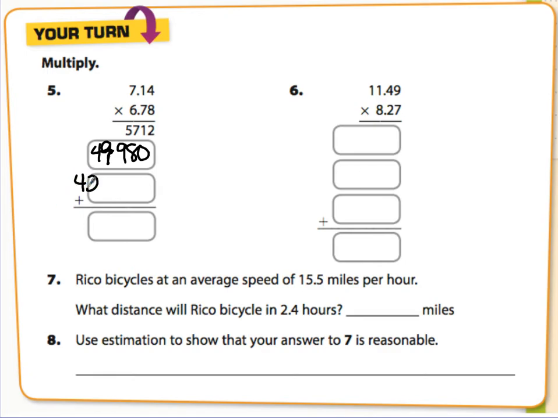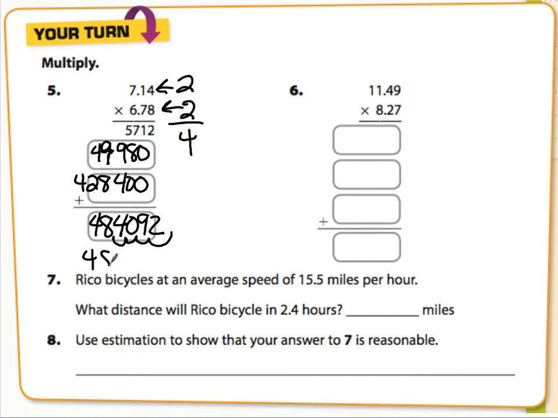428,400. And then when you added, you should have gotten 484,092. You had 2 after the decimal and 2 after the decimal, so you had to move it 4 times. 1, 2, 3, 4. So you got 48 and 4,092 10,000s. Okay, the next one, you have 2 after the decimal, 2 after the decimal, so you have to move it 4 places.